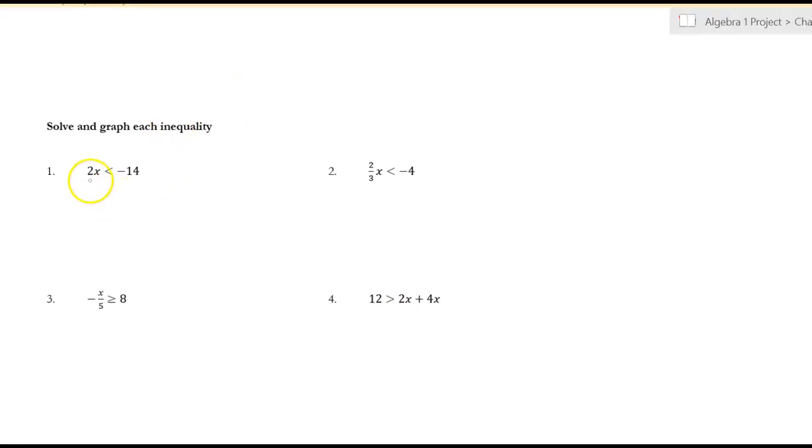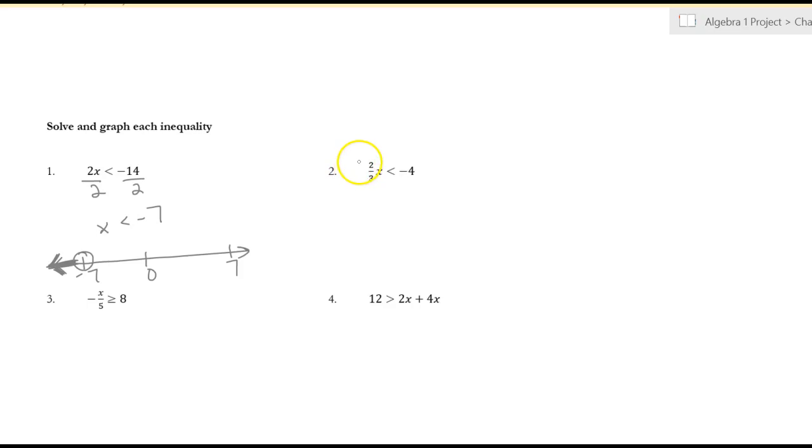Okay, so for the first one, you should have divided by 2. So you get x is less than negative 7. And again, the answer is negative 7, so you don't do anything with that. You don't have to flip because I didn't divide by a negative. And I have an open circle and x is smaller, so it goes to the left.